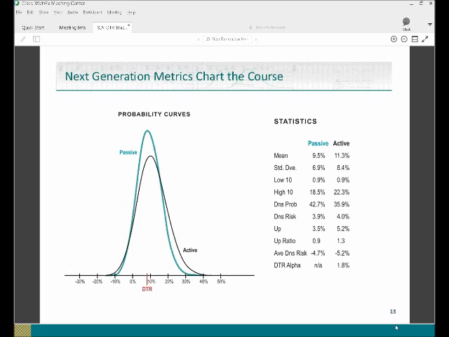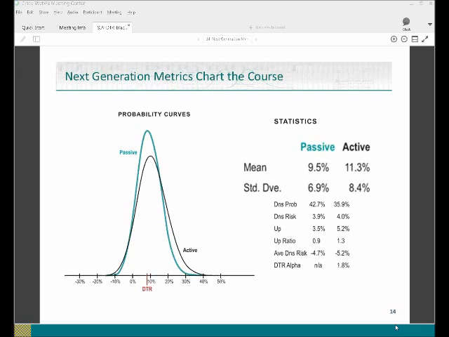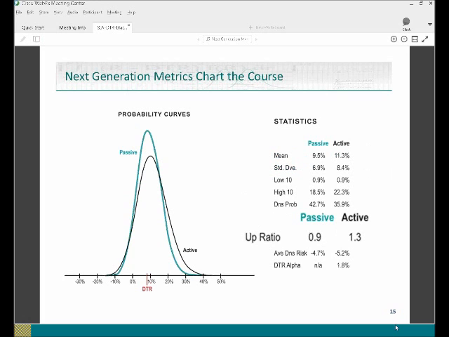Well, what if all we had were the mean and standard deviation? In that case, we would know which one was better. Yes, the active has 11.3% versus 9.5%, but it also has a higher risk, 8.4% standard deviation versus 6.9%. What does the upside potential ratio tell us? It says by hiring some active managers, the ones that are selected with the optimizer, you could get 30% more upside potential than downside risk. Whereas if you invested solely in the passive, you would get 10% more downside risk than upside potential.